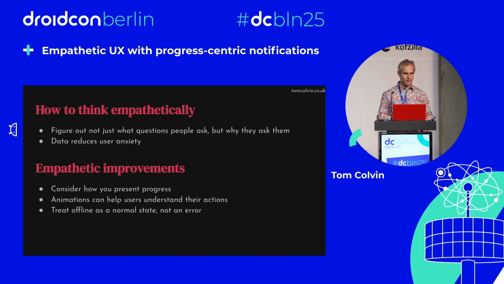We looked at three empathetic improvements. We looked at how to present progress. We looked at, particularly, the new progress-style notifications in Android 16. We looked at how animations can help users understand their own actions and what the app is doing, so there isn't a concern about when the app is changing, like pulling the rug from under them. And a final takeaway is to treat offline as a normal state, not as an error.